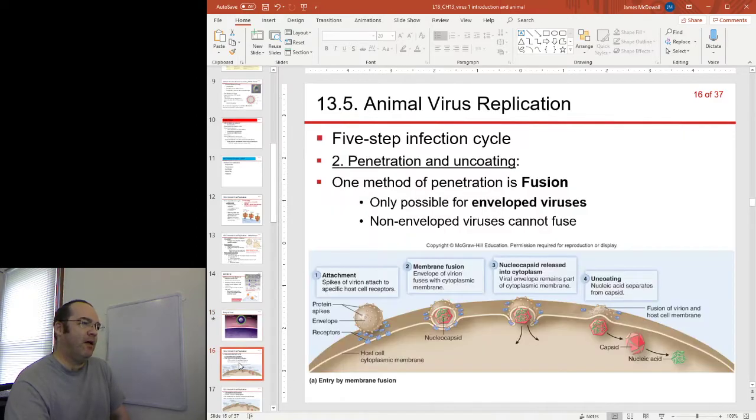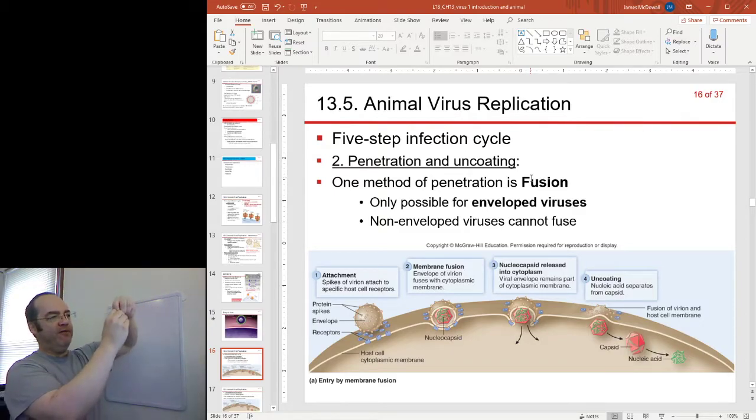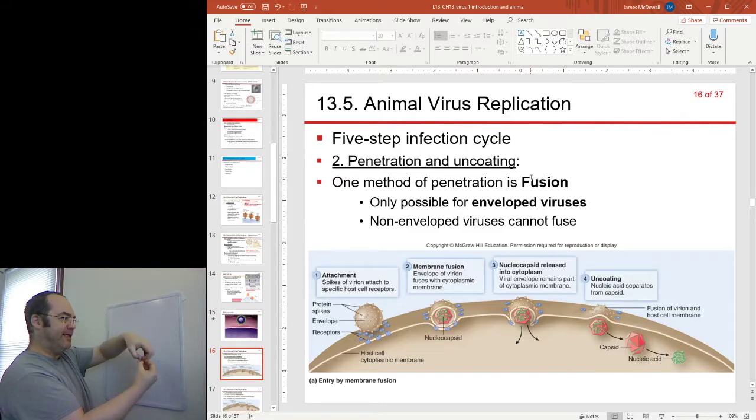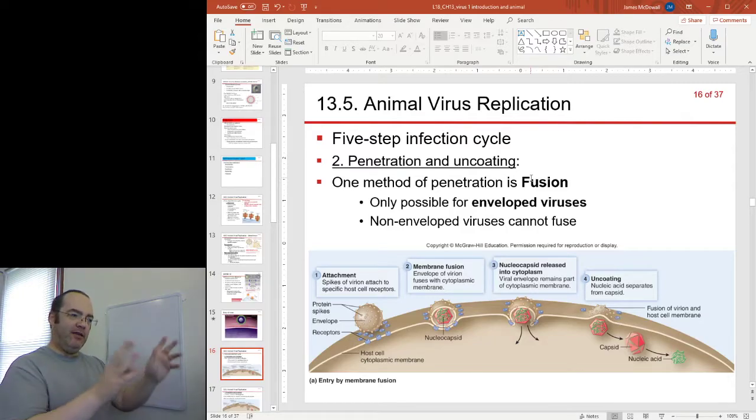Okay, so on to slide 16. Step 2, penetration and uncoating. And this is going to depend on whether our virus has an envelope or if it is naked. If our virus has an envelope, it'll go through that process of fusion. The virus's envelope fuses with the cell envelope, and the virus is taken up. The nucleocapsid is taken up into the cell.